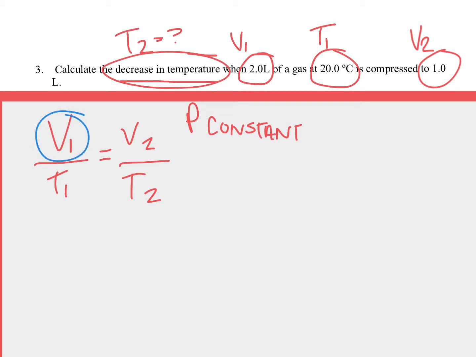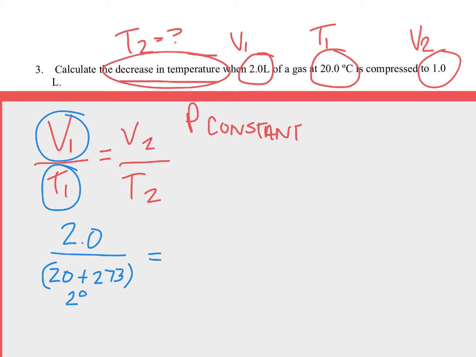For our V1, we have 2.0 liters. For our T1, we have 20 degrees Celsius. Now remember, 20 degrees Celsius isn't the proper unit. We need to convert that to Kelvin. So that means 20 plus 273, we really need that as 293, all right? So we'll keep that as a side note. Now over here, the new volume is 1.0 liters for V2. And T2, we actually don't have. We're going to solve for that.